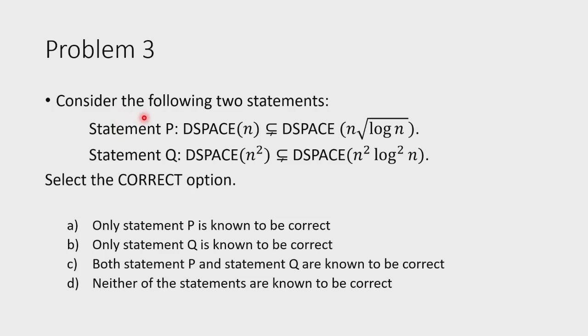So let's look at the third problem. Consider the following 2 statements. Statement P is that DSPACE of n is strictly contained in DSPACE n square root log n, and the second statement Q is DSPACE n square is strictly contained in DSPACE n square log n. Select the correct option. Only P is known to be correct. Only Q is known to be correct. Both P and Q are known to be correct, and neither of the statements is known to be correct. So would you like to guess the answer of this question?